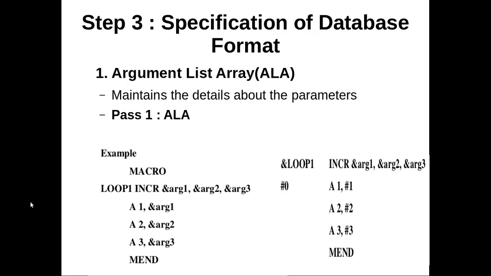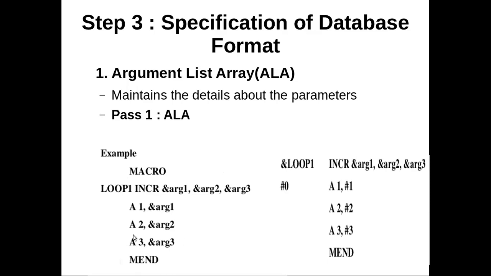In this example, on the left side, I have a macro definition. As usual, the macro pseudo opcode indicates this is the beginning of the macro definition. Here we have the name of the macro as INCR. Apart from that, we have 4 dummy values. Loop 1 is a dummy label statement, and arg1, arg2, arg3 are 3 dummy arguments. Then we have the macro instructions. Then the MEND pseudo opcode indicates the end of the macro definition.